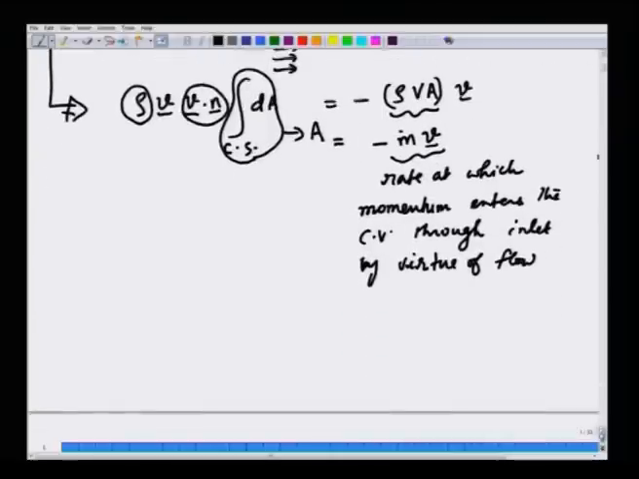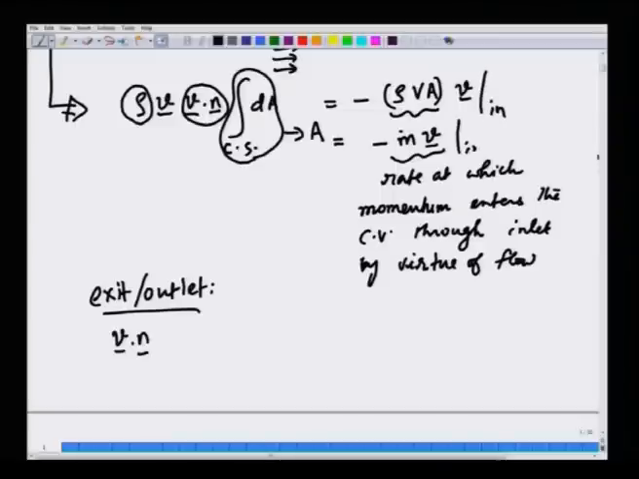Okay. So, that is the inlet flux term. Likewise for the exit or outlet, you will find that v dot n, all evaluated at the inlet. So, let us put in, v dot n is plus v.